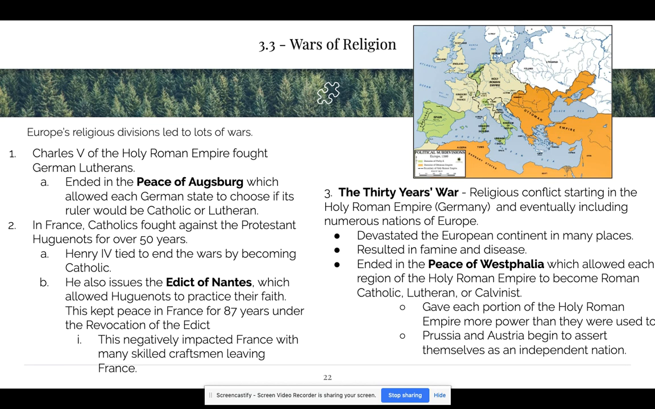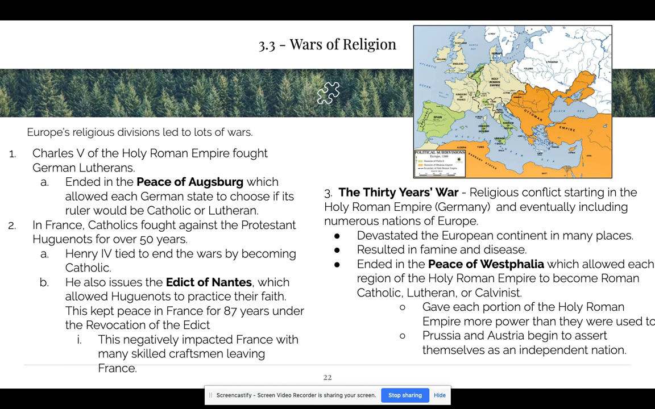The next big war is the 30 Years' War. This is a religious conflict that again started in the Holy Roman Empire, but it eventually kind of became something that wasn't based on religion. It really grew and became a conflict that involved a lot of European nations, and it devastated the European continent in a lot of places.